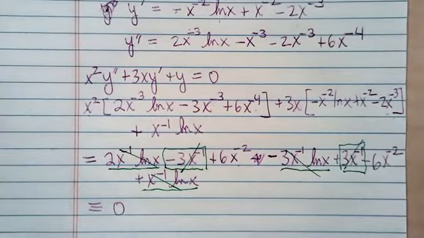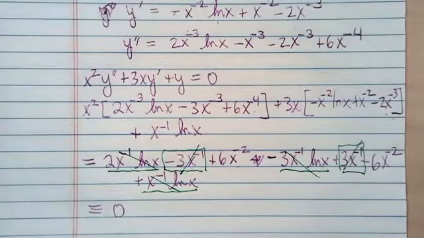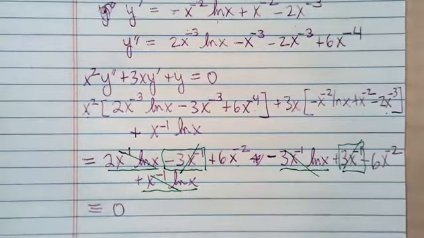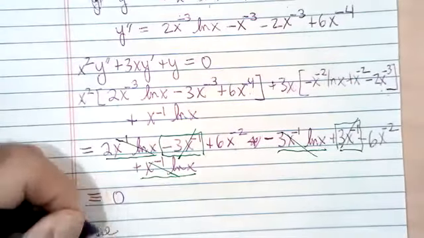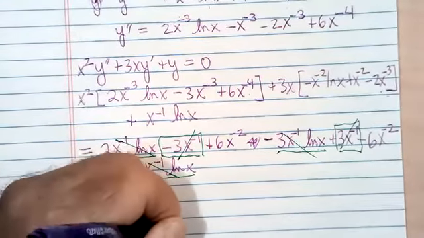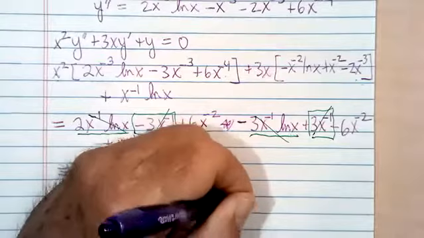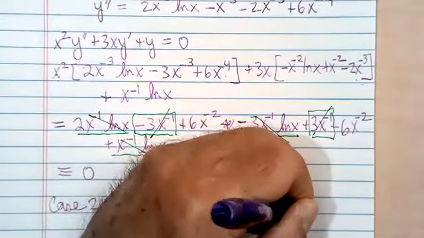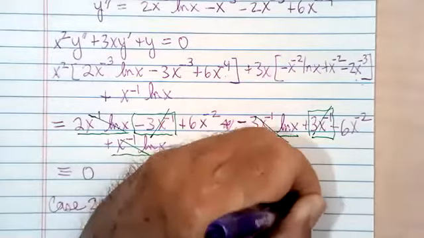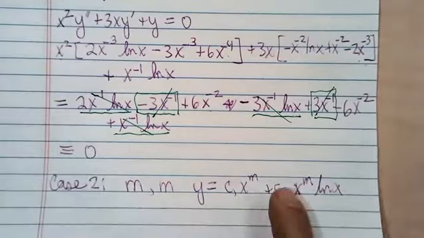In spite of the horrendous complexity, the recipe appears to be accurate, at least in this case, it did work. So that's what you do in case 2. In summary, if you get repeated real root m and m, then y equals c1 x to the m plus c2 x to the m log x is the general solution. All right, case 3.